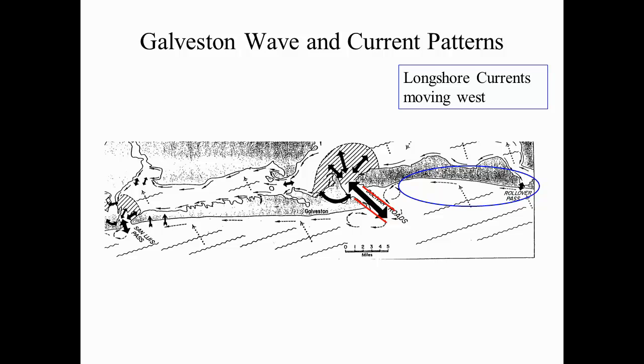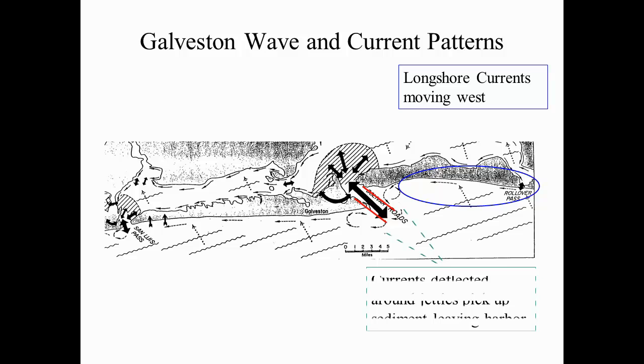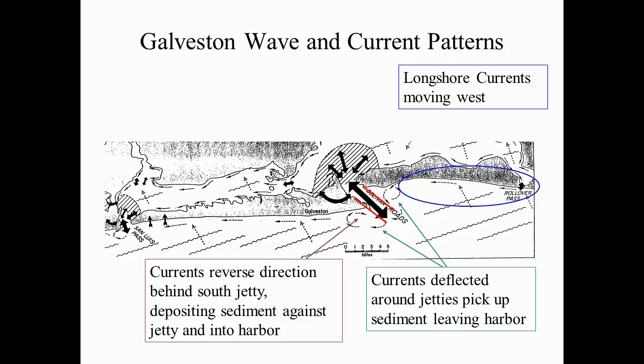But oftentimes, longshore currents will parallel the coast and be moving from east to west. And where longshore currents encounter the jetties, notice that the currents are deflected around the jetties and pick up sediment leaving the harbor in the process. On the other side, off the south jetty, currents will reverse direction behind the south jetty and actually deposit sediment against the jetty. Some of this sediment can even spill out into the harbor.